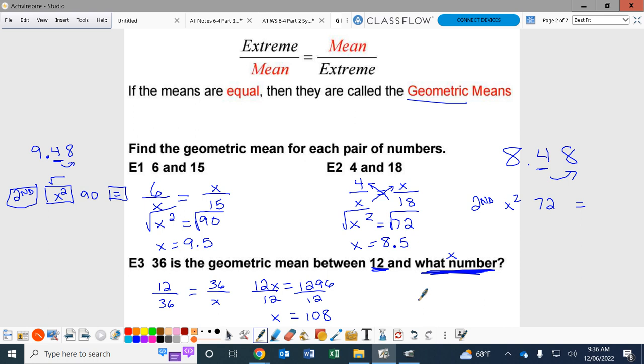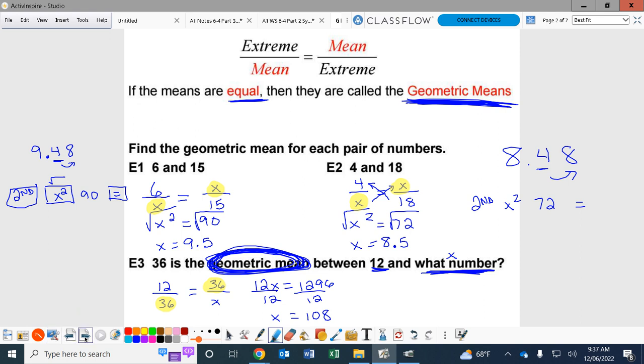Guys, the key is which one repeats? What part repeats? The geometric mean is always the part that repeats. Again, it is equal. When these are equal, when it repeats, it's a geometric mean. Okay? When that number repeats, it's a geometric mean. When the mean spots, this spot and this spot, are the same, that's a geometric mean. Notice all of these are the same. That's when it's a geometric mean. We're going to use it in pictures in a minute, guys, so it matters. The order matters because the picture matters.